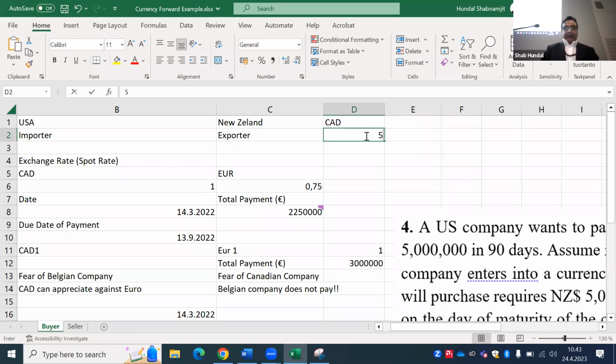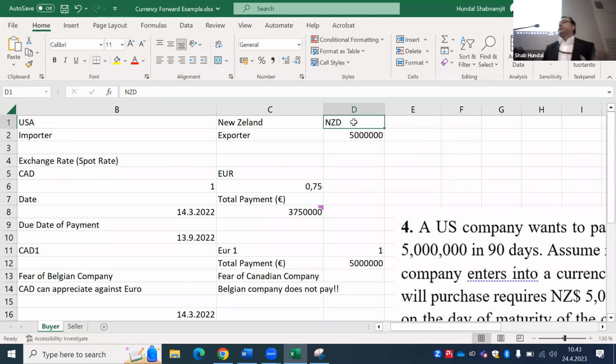So let's call it 5 and 6 zeros, 1, 2, 3, 4, 5, 6. And it is in New Zealand dollars. So I can call it NZD, basically. And let's say that the payment would be made after 90 days. Am I right? And it will be paid in New Zealand dollars.